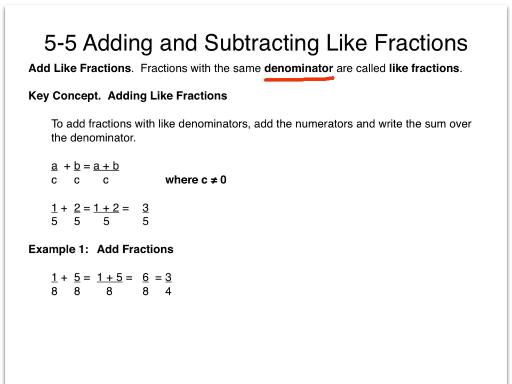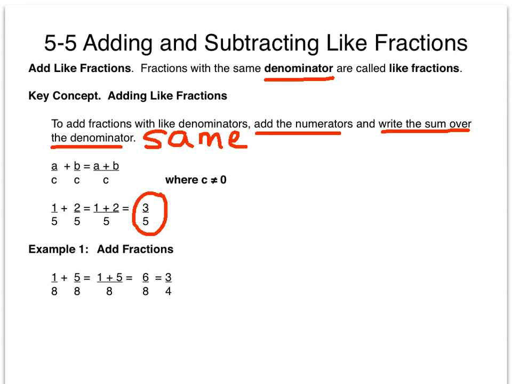Remember that the denominator is the number on the bottom of the fraction. When adding fractions with like denominators, we add the numerators and we write the sum over the denominator, so the denominator stays the same. The example given is 1/5 plus 2/5. We add the numerators, 1 plus 2, and we place it over 5, the denominator. 1 plus 2 is 3, so when you add them together you get 3/5.